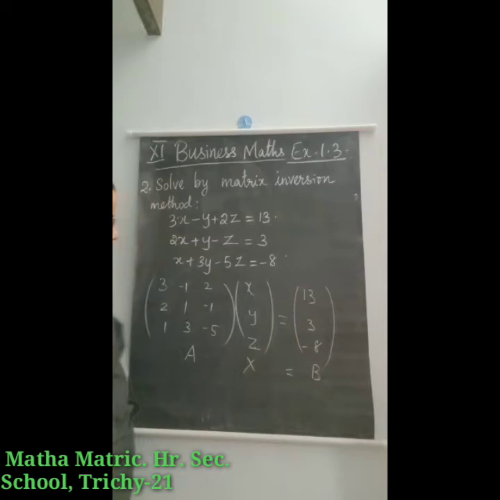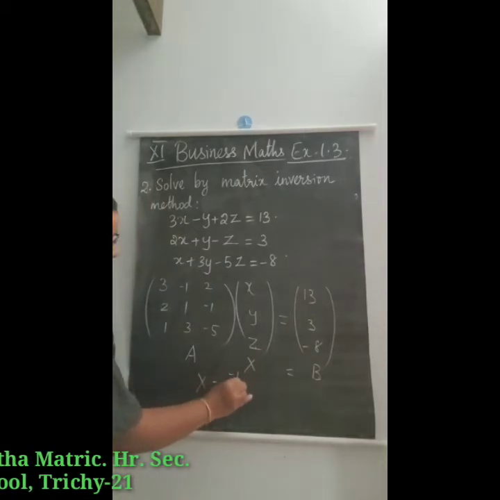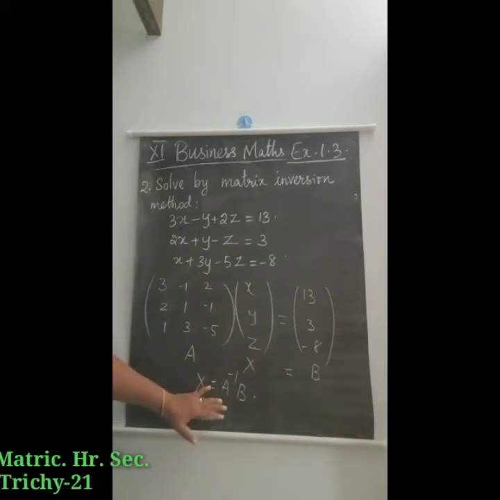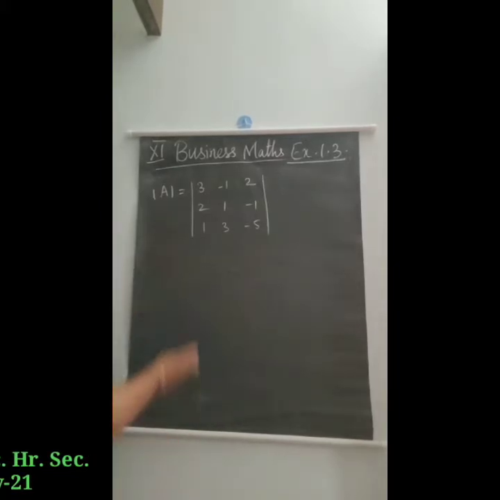This is the constant term. So now x is equal to A inverse b. Now we have to find out the A inverse value. Then only we can find out the value of x, y and z. Now we have to find out the determinant of A.